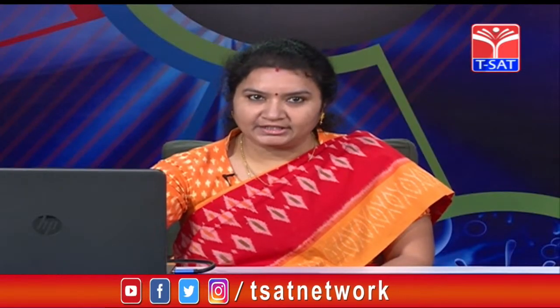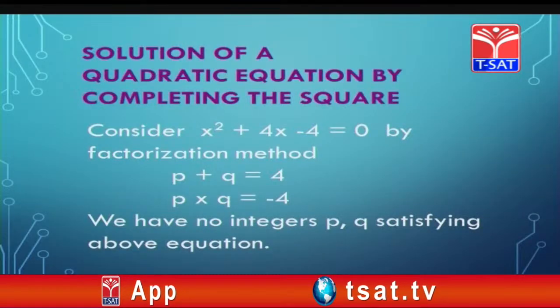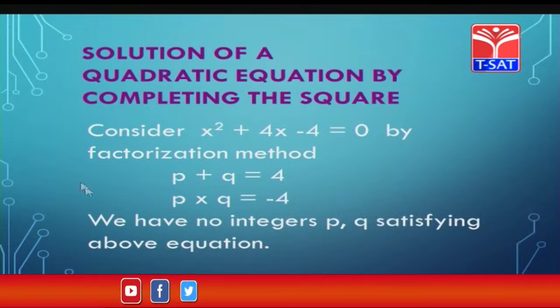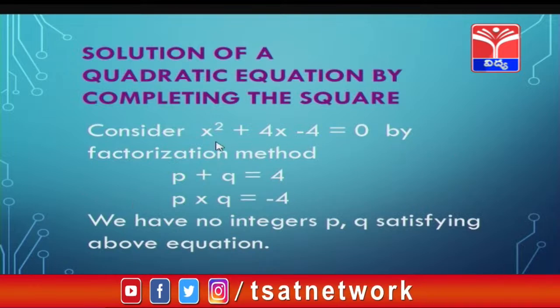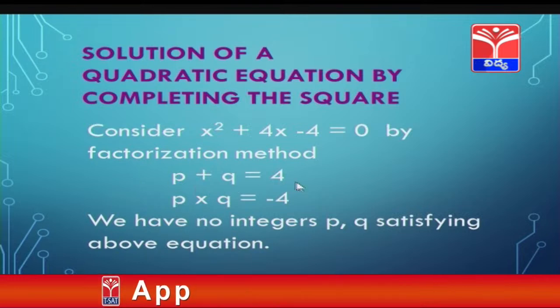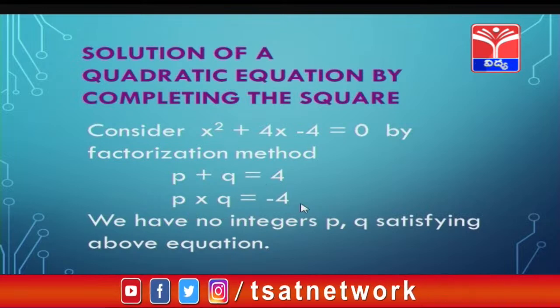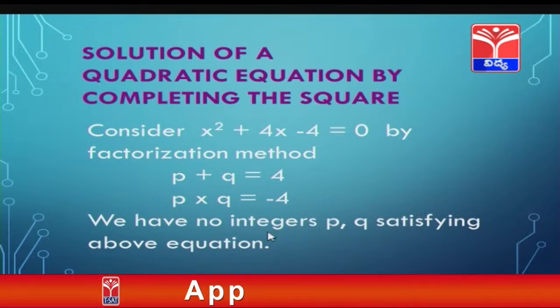Today we will be learning how to find the solution of a quadratic equation by completing the square. Now let us consider an equation x square plus 4x minus 4 is equal to 0. By factorization method, we need two factors p and q such that p plus q is equal to 4 and p into q is equal to minus 4, which means the sum of the two factors must be equal to 4 and the product of these two factors must be equal to minus 4. But we observe that we have no integers p and q satisfying the above condition. So, how do we find the solution?